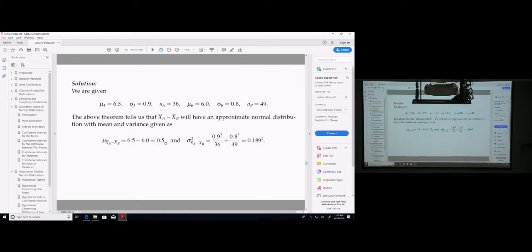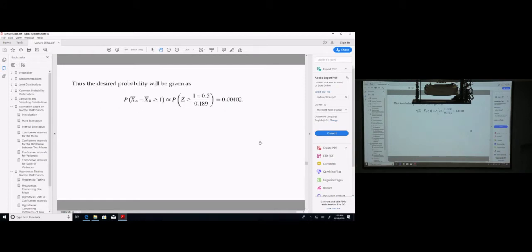Okay, and this is 0.5, and now we have to adjust the standard deviations because I have 36. So it is the variance from population 1, from manufacturer A, divided by the sample size that I use here, which is 36, and so on. So I work out 0.189 as the standard deviation. So as a result, you will have this.